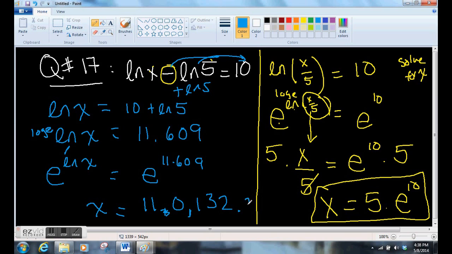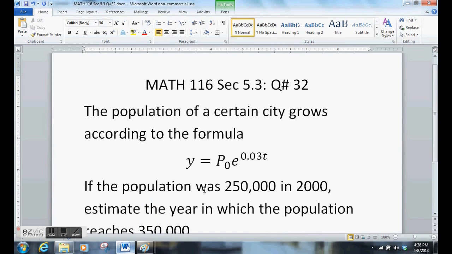11.0132, sorry, the comma's there, 0.329, something like that, which is approximately equal to e times 10, e to the 5 times e to the 10th. So there's two ways you can do this one. There's one more I wanted to go over. This is these population growth functions. This section also deals with a lot of population growth because those are exponential.